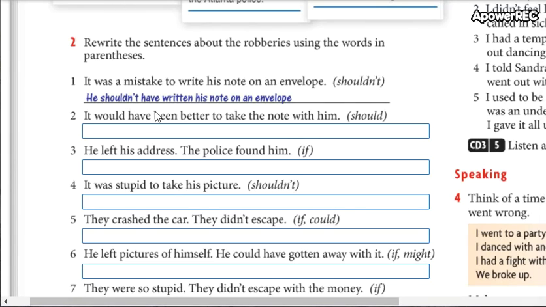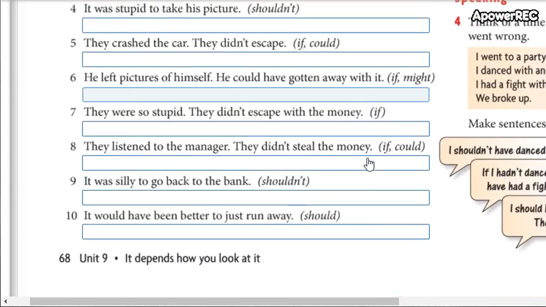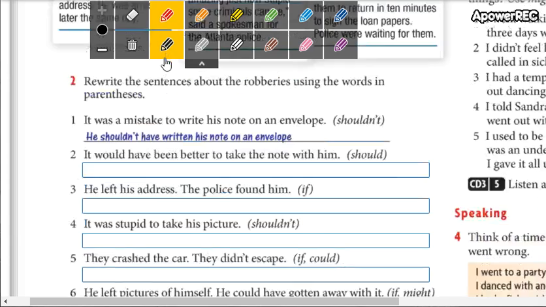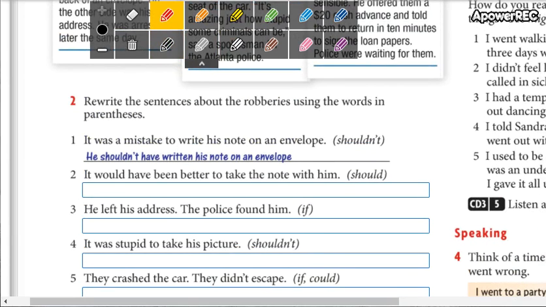And now we are going to rewrite the sentences about the robberies using the words in parentheses. Here we are using the third conditional and the structure with should or shouldn't. Remember, we already did this when we work with the PPTs, PowerPoint slides.